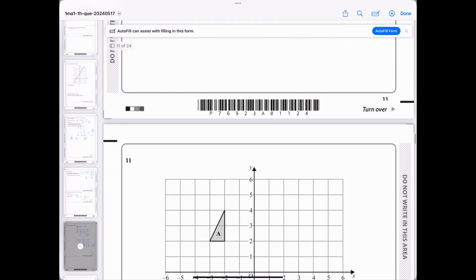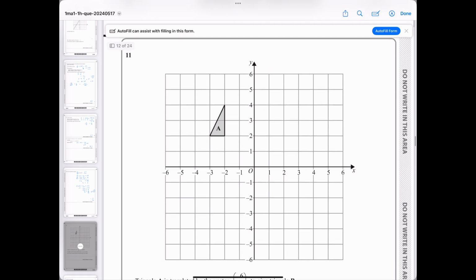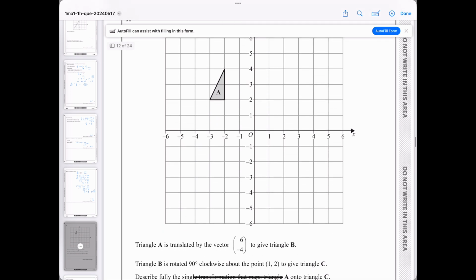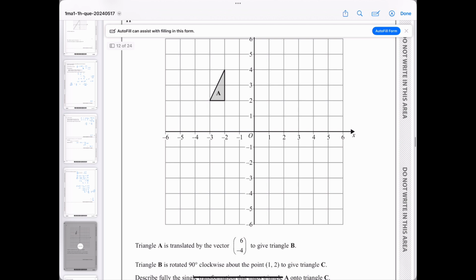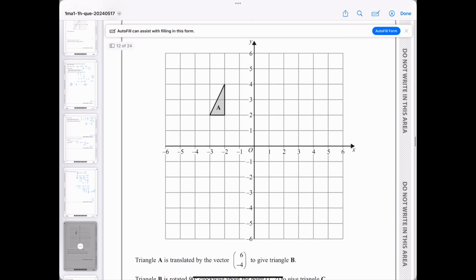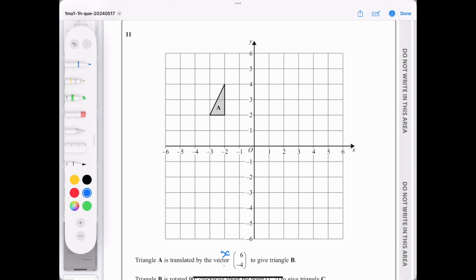Right, let's have a little look at this. Ooh, this is a transformation. Triangle A is translated by a vector 6, minus 4 to give triangle B. So this means the x coordinate, that means the x direction, and that means the y. So x positive means go to the right, positive 6.